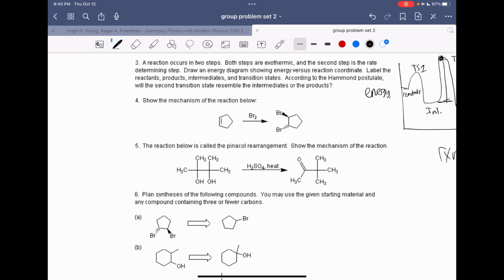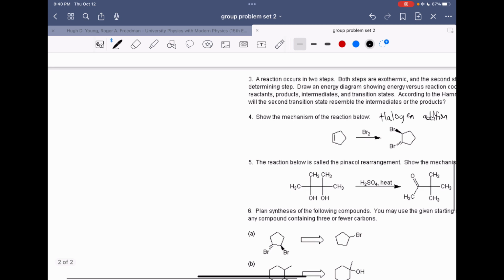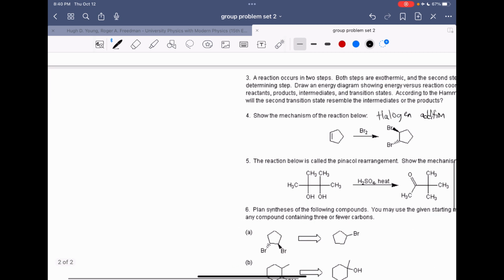Question 4, show the mechanism of the reaction below. It may help if you have certain types of reactions memorized to know that this is just halogen addition, or addition of halogens. I'm just going to work on the side so we have more space. Basically we start with this, that's pretty bad. We start out with this pentene ring.